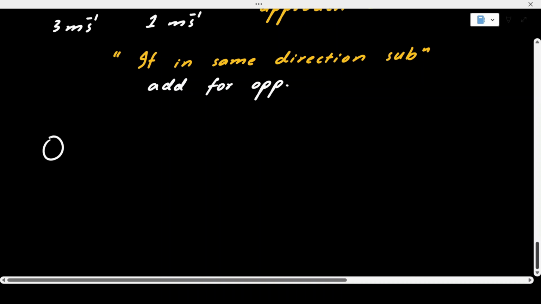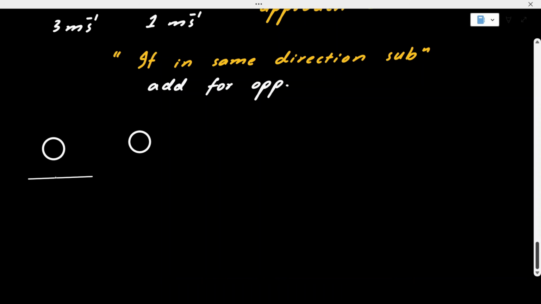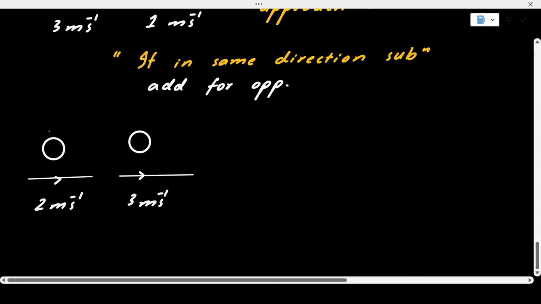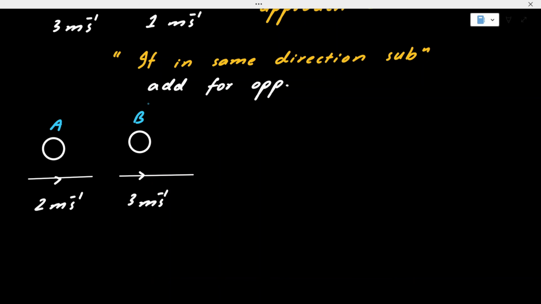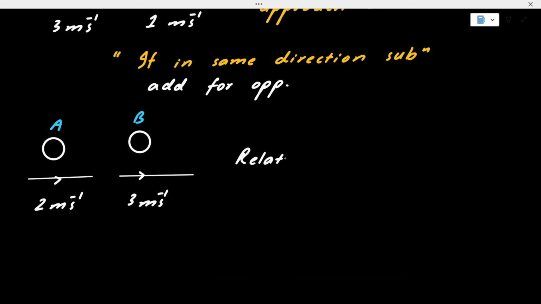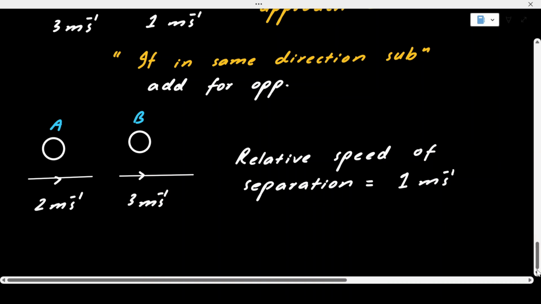Now if the objects are being separated, what does that mean? Let's say this is the first object, which is moving to the right side with a speed of 2 meter per second. The second one is moving with a speed of 3 meter per second. Then the first one, object A, can never chase object B. Rather, these objects are receding, moving away from each other. Now, what is the relative speed of separation in this case? It equals 3 minus 2, which is 1 meter per second. So the rule is the same.